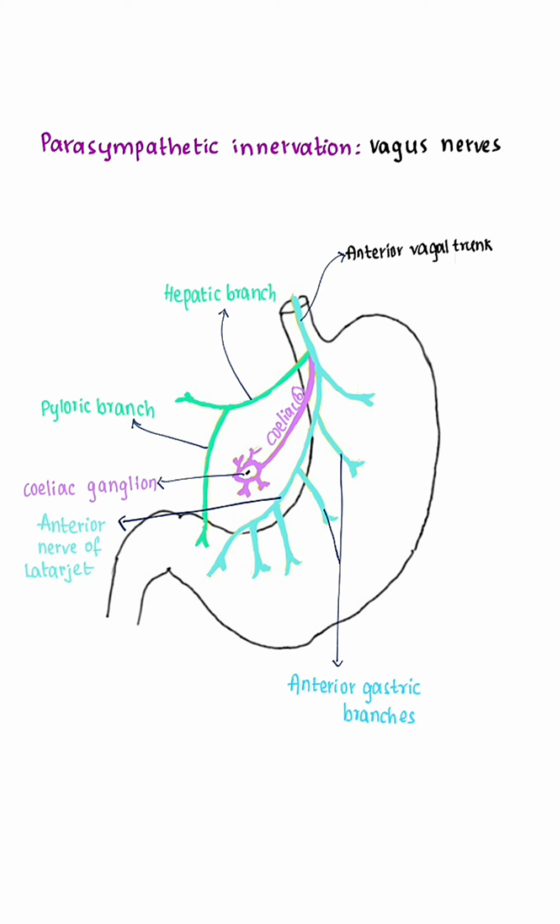Hepatic branch supplies liver and gallbladder. It gives pyloric branch, which supplies the pyloric antrum. Celiac branch goes to the celiac plexus. It follows the left gastric artery. Anterior nerve of Latarjet follows the lesser curvature of the stomach. It gives anterior gastric branches to the stomach.